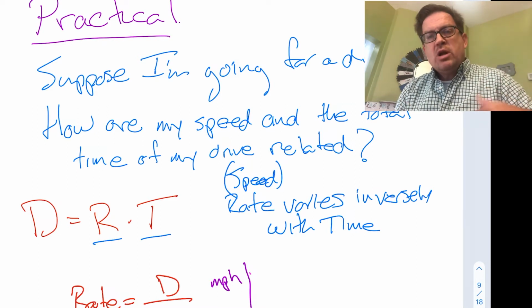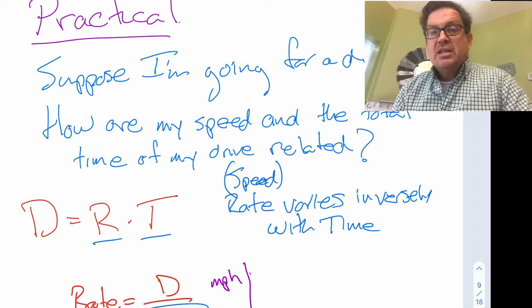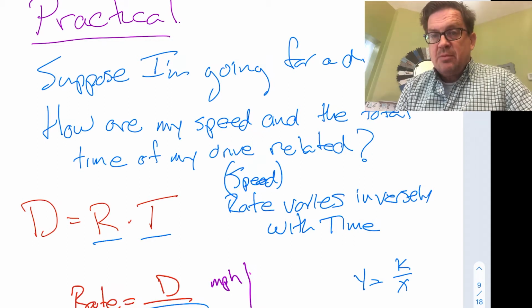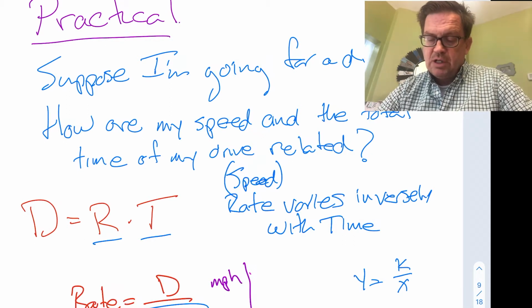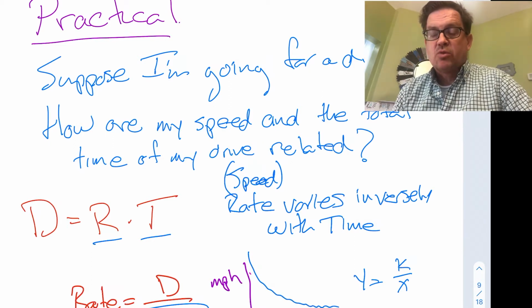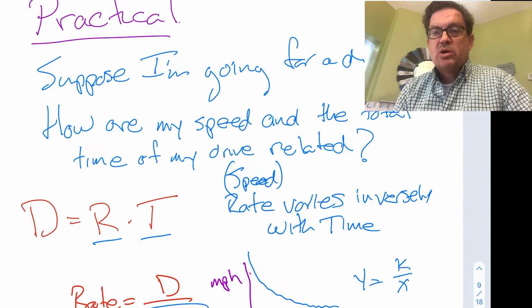And so if you solve for one of the variables in terms of the other, like in terms of time, the rate is d over time. And so that is going to give you an expression similar to y equals k over x, with minutes, time, as the input, and rate or speed or miles per hour being the output. You're going to get a 1 over x type of equation. So as your minutes take longer, your miles per hour is less.